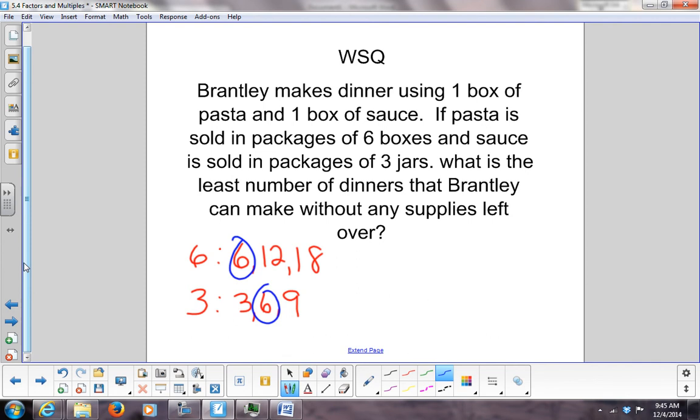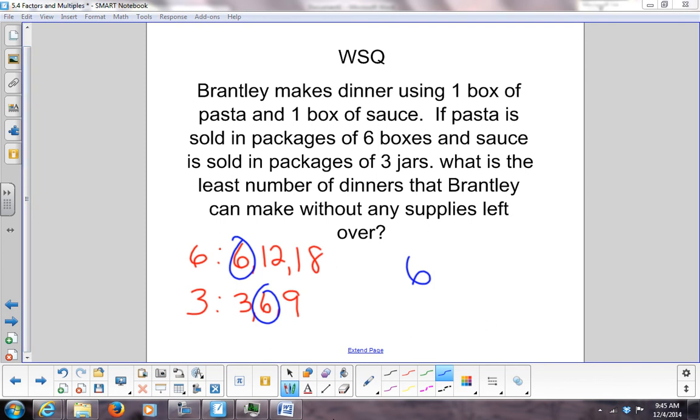6 and 6. So, the least number of dinners that Brantley can make is 6. Like, he can't make any more dinners because he's going to buy 6 boxes, right? And 3 jars, but he needs to have equal. So he needs to have 6 here and 6 here. So you just list the multiples and find the least common. I know, but he couldn't do it then. He couldn't do it because he would need 3 more jars of sauce.